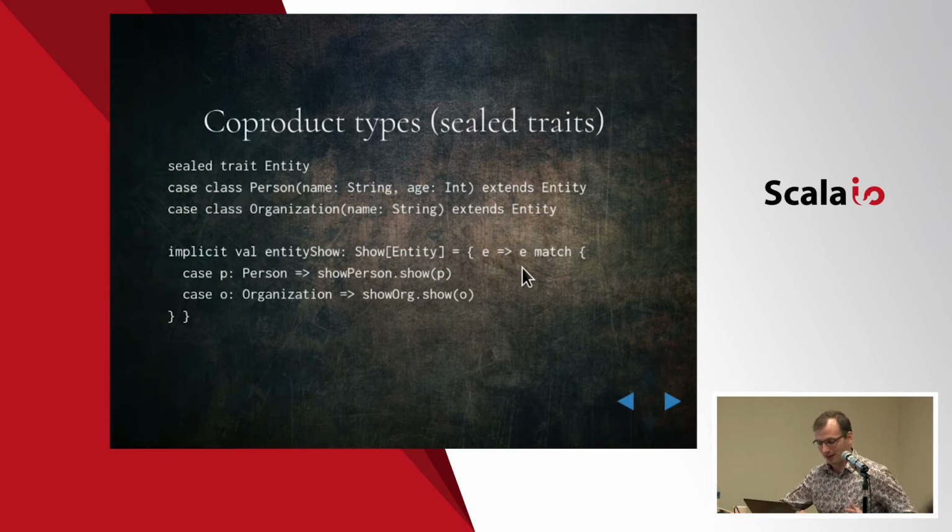And the way we work with that is a little bit different from the product type. We would typically match on our entity type. So the return type expected is Show of Entity, so we just need to provide the lambda. e is an Entity, we match on the entity. If it's a Person, we use the show person type class, the one we had in the previous slide. If it's an Organization, we use some show org type class instance. Nothing here about where these type classes come from. That is to be worked out later. But you can see the code, at least from a manual point of view, isn't so complicated.